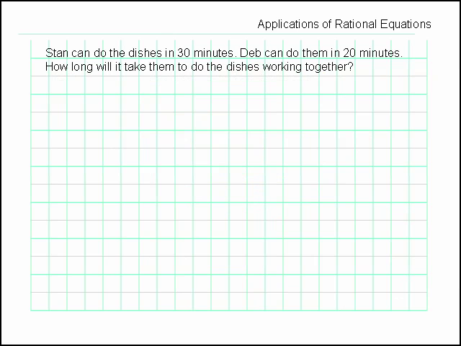Stan can do the dishes in 30 minutes. Deb can do them in 20 minutes. How long will it take them to do the dishes working together? Now this is what's called a work problem. And what I'm going to do is use basically the same formula: rate times time is equal to distance. But we can think of the distance as work.